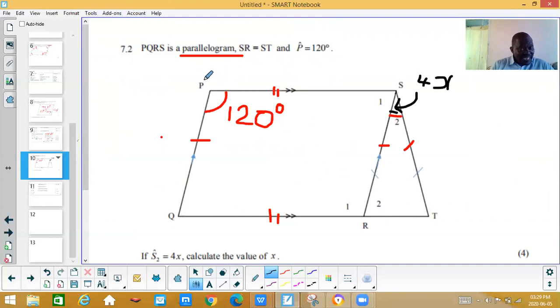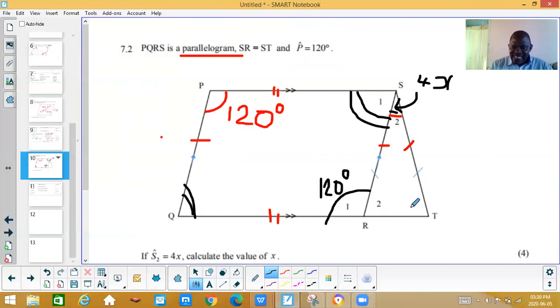We've got R1, because we're told that this one is a parallelogram. So this angle here is equal to 120. Opposite angles of a parallelogram: this angle and this one are equal, and this angle here and this one are equal.